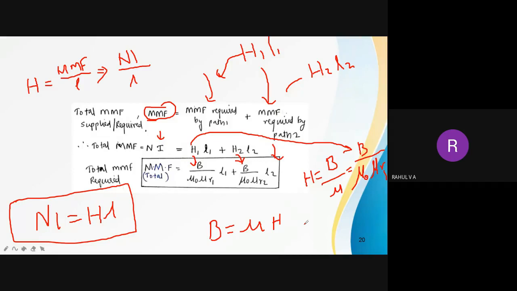And in a parallel electric circuit, the current is different, the voltage is the same. And here in this case, the flux passes through two different paths. So the flux is different, but the MMF is the same.